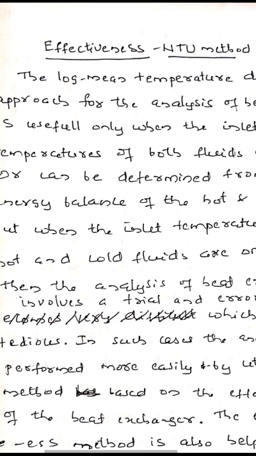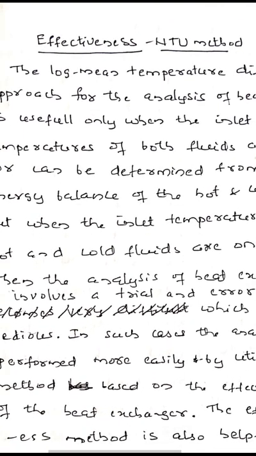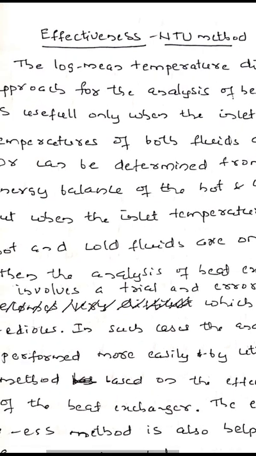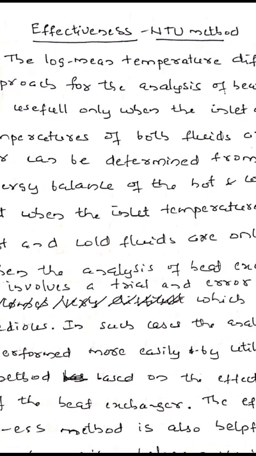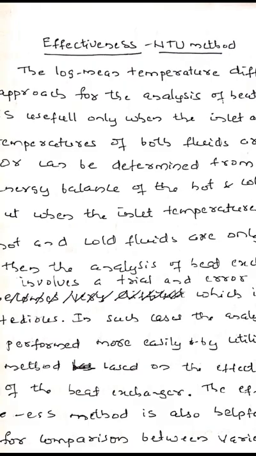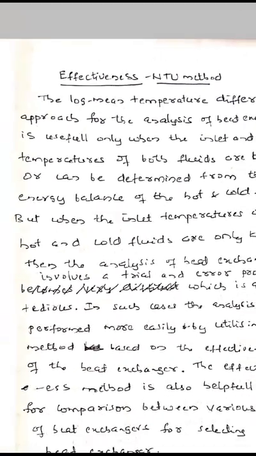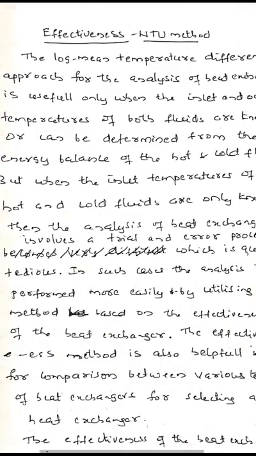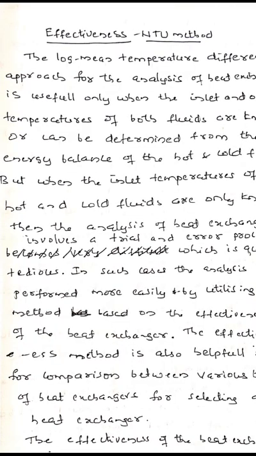Friends, today we shall study the effectiveness-NTU method. In the previous sections, we have studied the LMTD method, the log mean temperature difference method, for analysis of heat exchangers. LMTD is given by theta I minus theta naught divided by ln theta I by theta naught. It is useful only when the inlet and outlet temperatures of both the fluids are known or can be determined by using the energy balance between the hot and cold fluids.